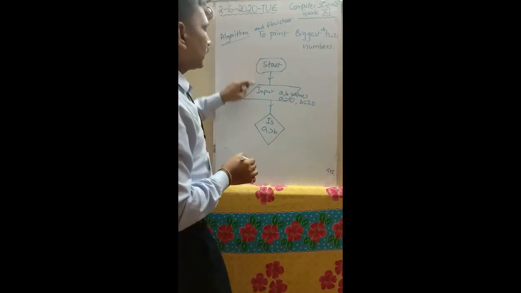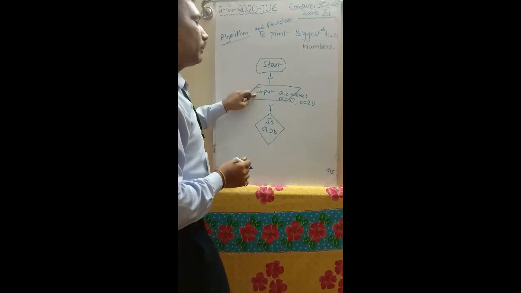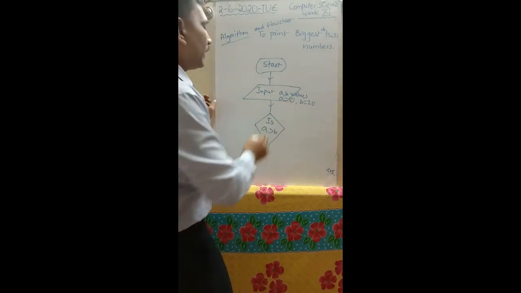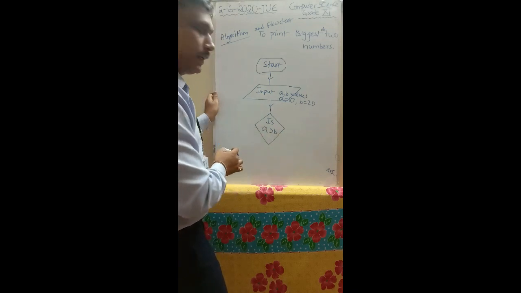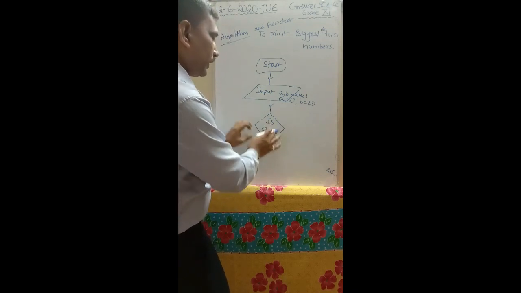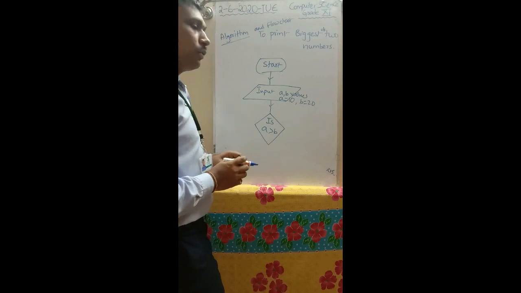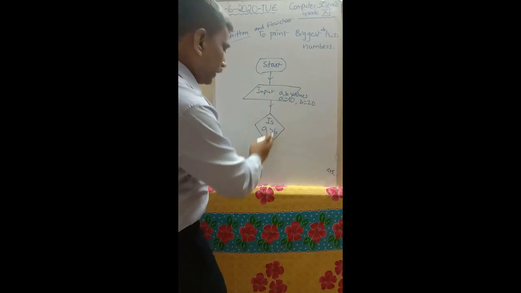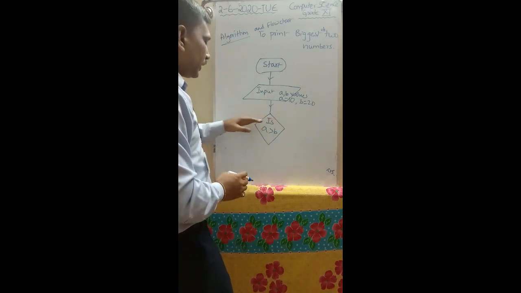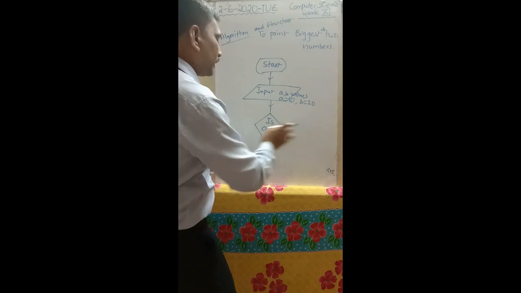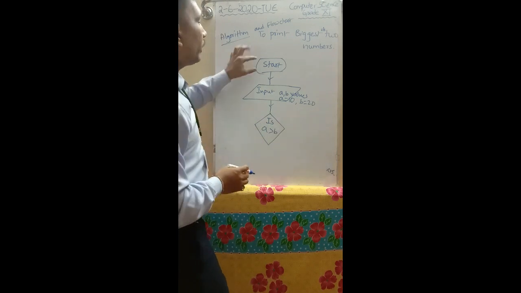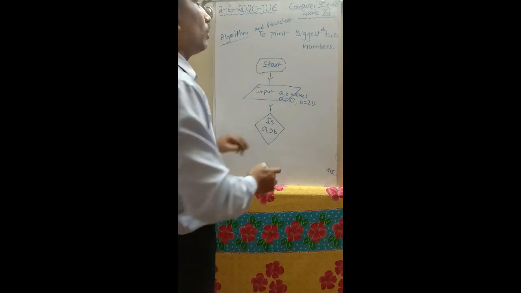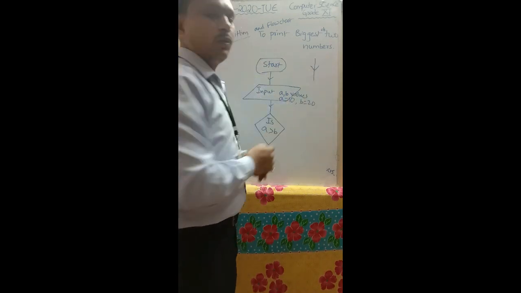First is start. The second statement is input a comma b values. I am entering two values here, a is equal to 10 and b is equal to 20. Then I compare whether a is greater than b. It returns two possible values. Whether it is true, it continues this flow; whether it is false, it goes in this direction or that direction. So every box has only one control flow. This is called control flow.